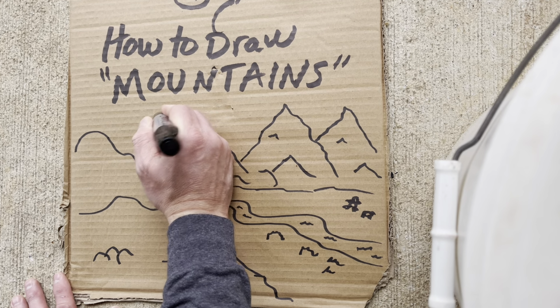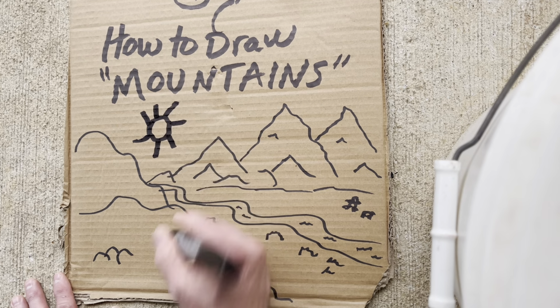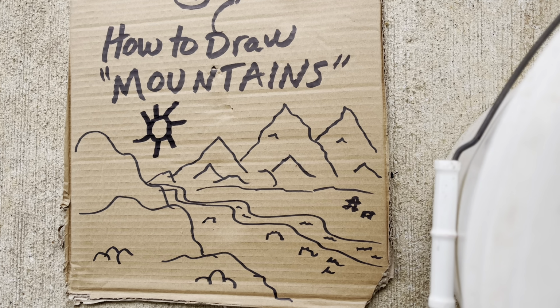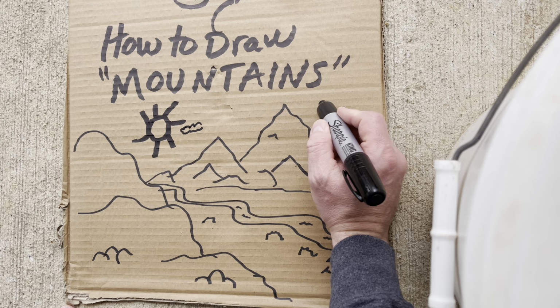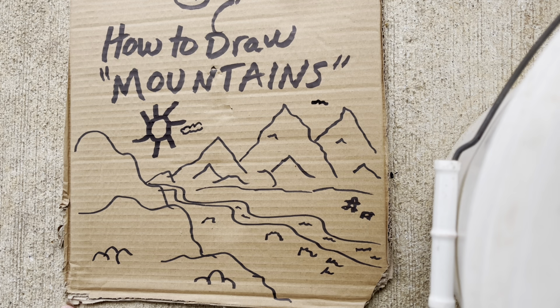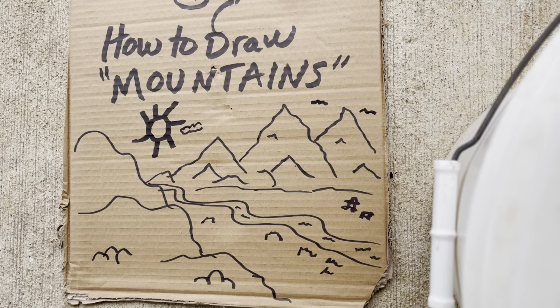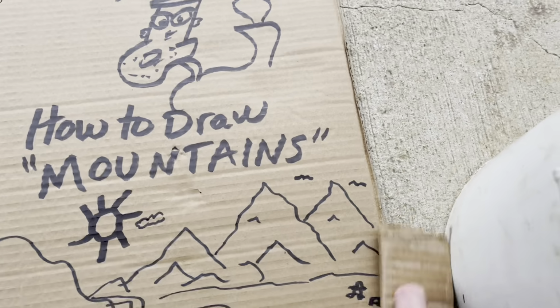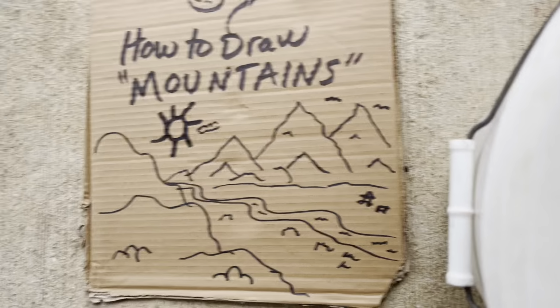I'm going to go ahead and do a little sun. Wow, that's a pretty bold sun, a bright sunny day. Maybe a cloud. And let's do some sort of condor, buzzing around up there in the sky. See those guys? Oops. There are the condors. You've got the sun. I think you understand how to draw mountains now.